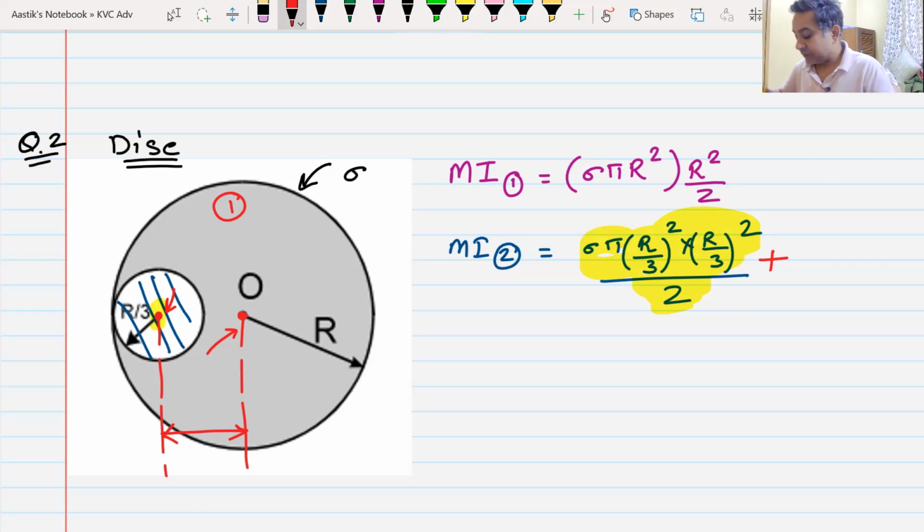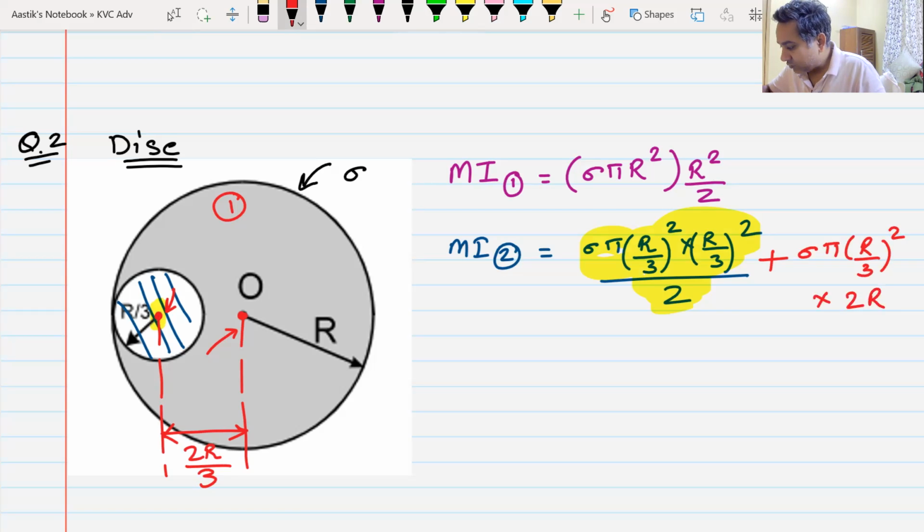So the distance between these two is 2r by 3. Do we understand this? So plus sigma into pi into (r by 3) square, which is the mass, multiplied by (2r by 3) square. That is the moment of inertia of this hole about that point. And this is made up of negative mass, so we'll put a negative sign here. You subtract the two and you will get your answer. Do we understand this? Yes, sir.